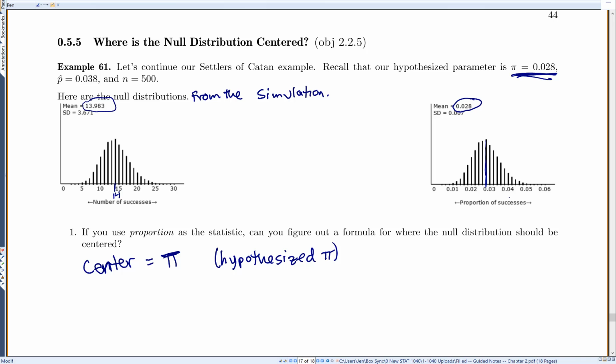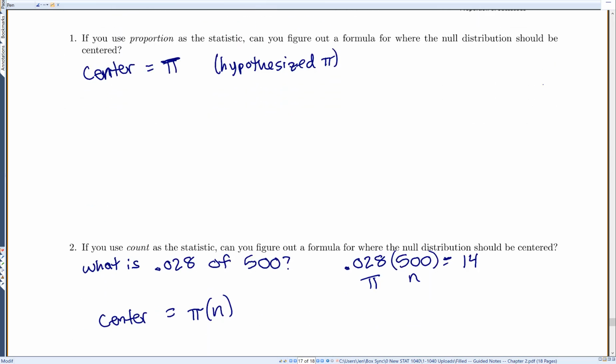Can you figure out what the count should be? How did they get a number of 13.983, or like 14? Well, they figured out that if we run it 500 times and we're supposed to get 2.8% 12s, we can just do 2.8% times 500. Let's try that. So 0.028 times 500 is 14. So that was just pi times n.